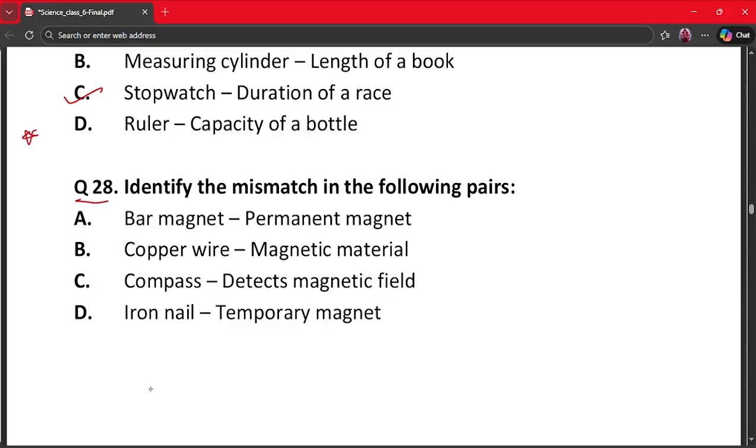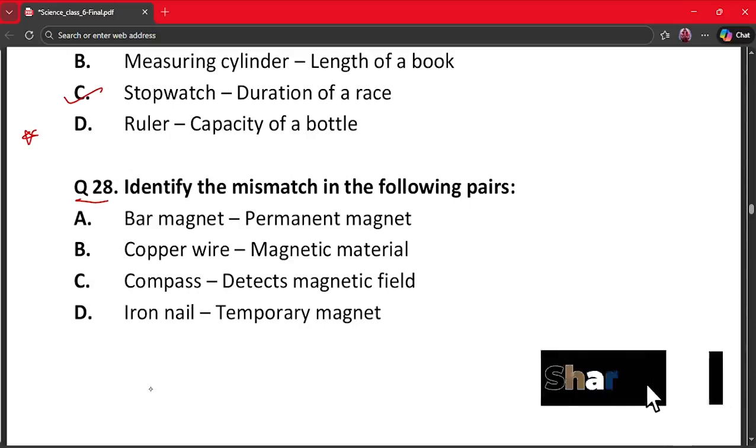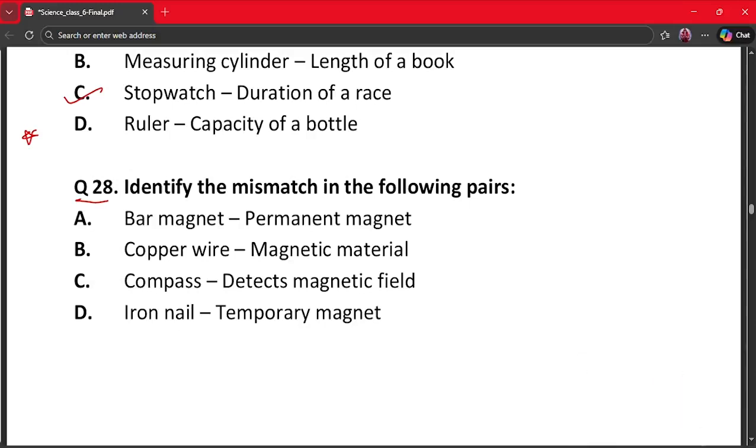Question number 28. Identify the mismatch in the following pairs. A. Bar magnet to permanent magnet. B. Copper wire to magnetic material. C. Compass detects magnetic field. And D. Iron nail to temporary magnet. Here the correct answer is option B.